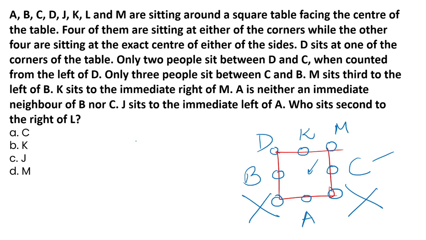J sits to the immediate left of A. Immediate left, so J goes here. Now B, C, D, A, J, K are placed, and only L is remaining, so L occupies the remaining position.